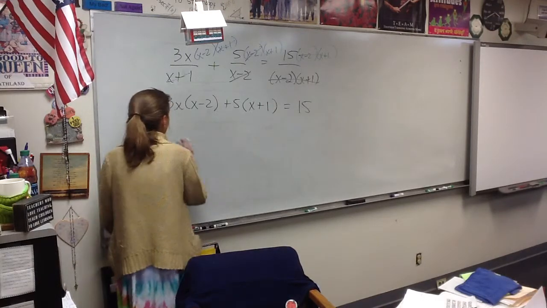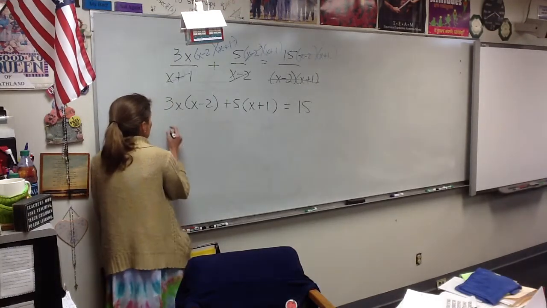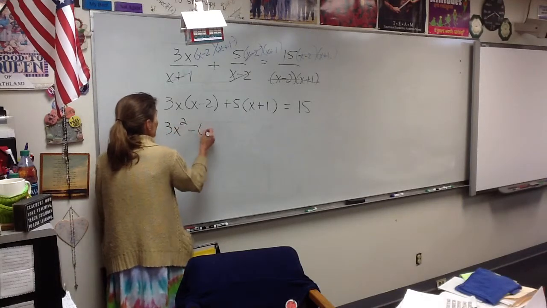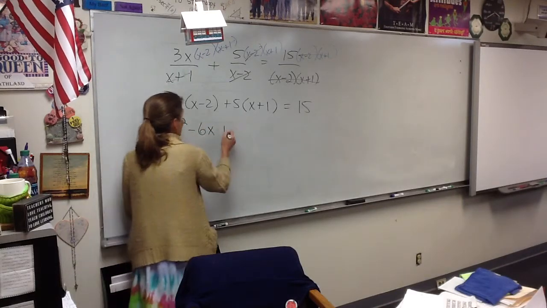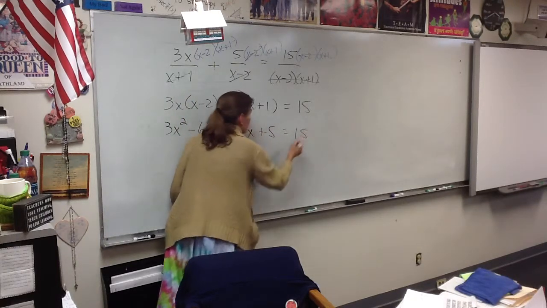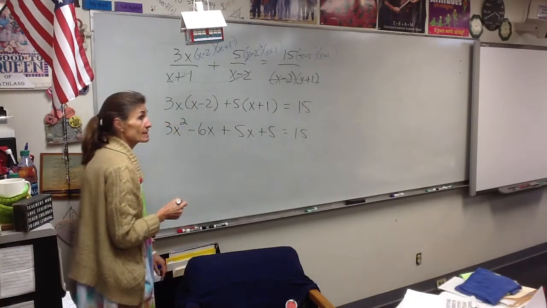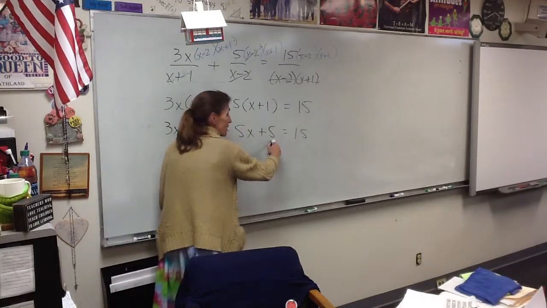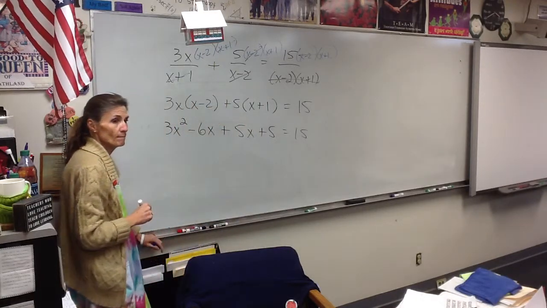So now we FOIL, or not FOIL, distribute. So we get 3x squared minus 6x plus 5x plus 5 equals 15. Several of you did not put plus 5 here for some reason.